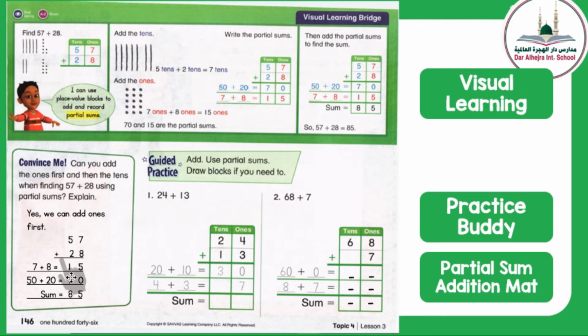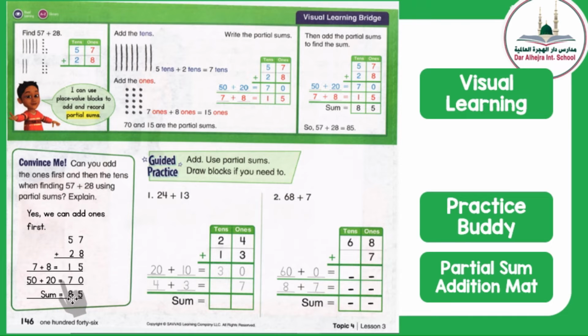But still, they're asking us to add 57 and 28. So let's add the ones first. We can see in the ones place there is 7 and 8. So let's add 7 and 8 and we get a total of 15. Then we will be adding the tens here. So 5 means 50, 2 means 20. So 50 and 20 equals 70.